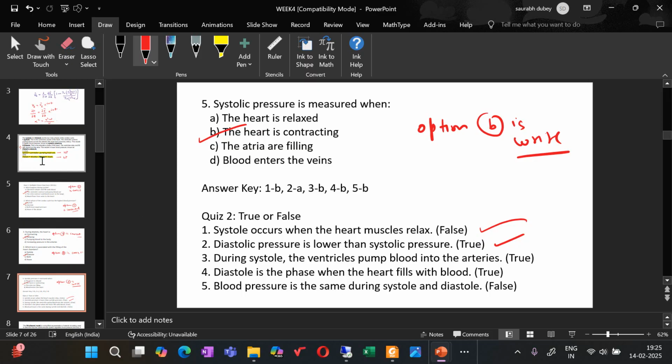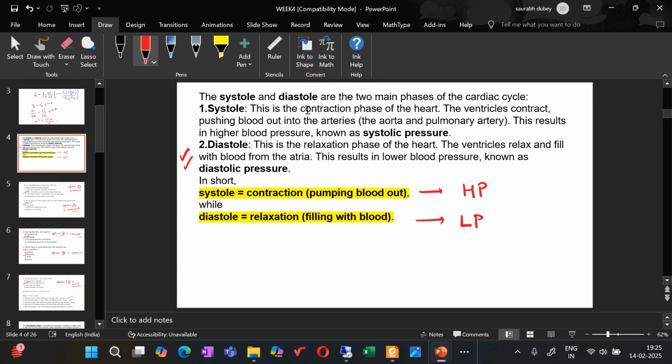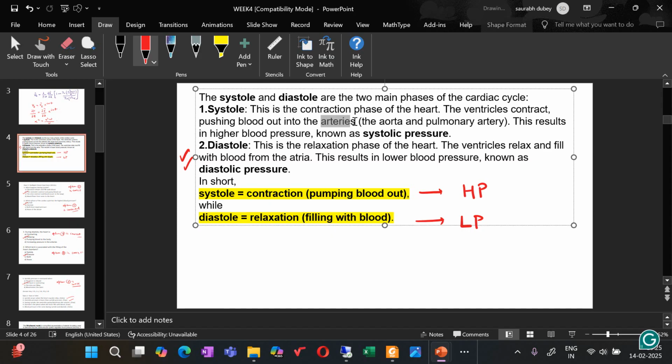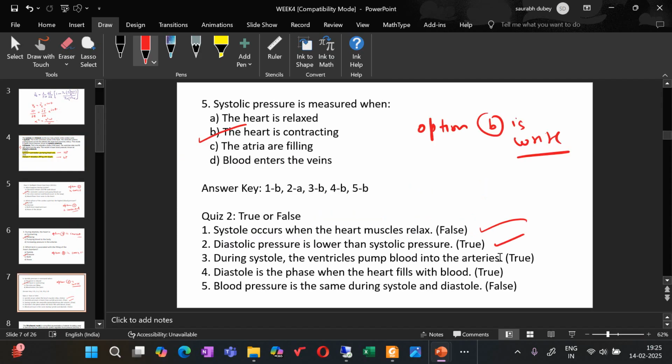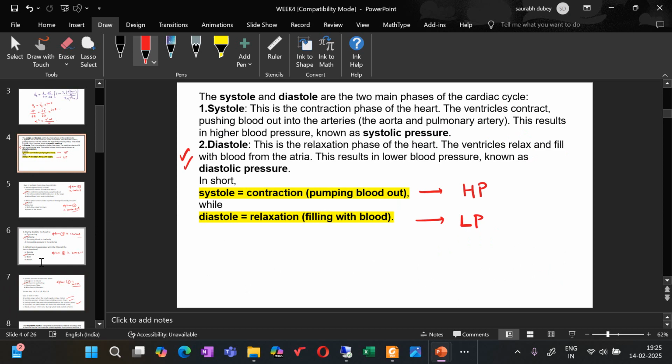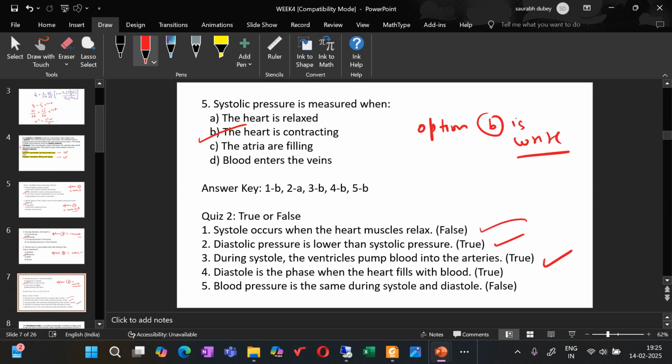So if you see in this one also, we have already discussed this. This contraction phase, the ventricle contracts, pushing the blood out into the arteries, right? So into the arteries it is going, so this one is true. And the next one is, diastole is the phase when the heart is filled with blood, right? Heart fills with the blood, so this is the filling phase. So this one is also correct. And then we have already written the answers.